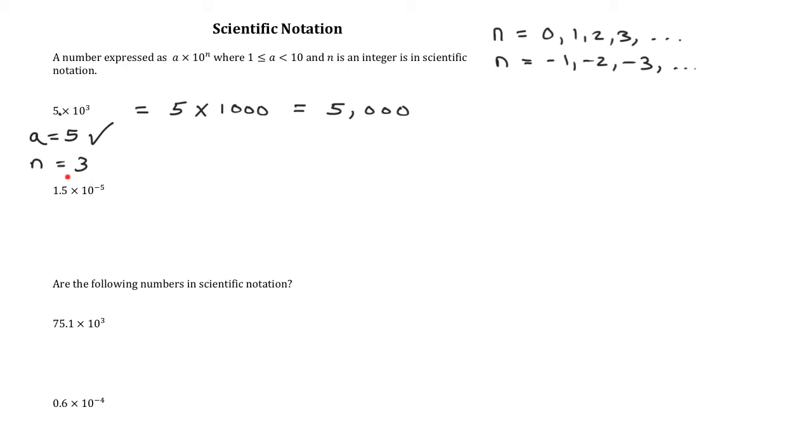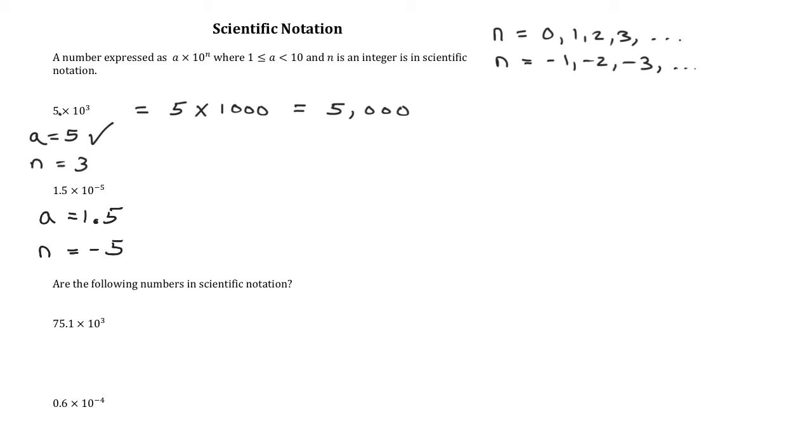Let's compare this to 1.5 times 10 to the power of -5. So this number is also in scientific notation because the number a, 1.5, is between 1 and 10, no problems there, and n equals -5 is an integer. So this number is definitely in scientific notation.